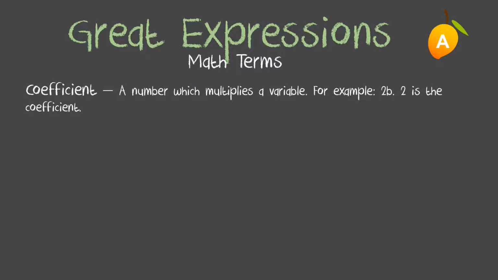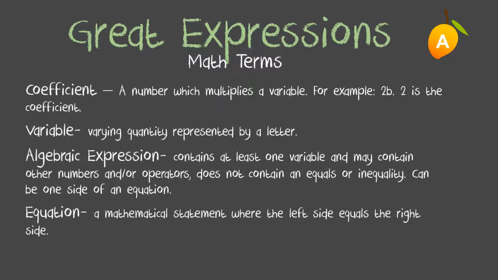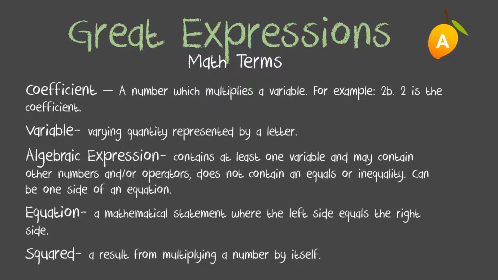Great Expressions has some math terms to help with understanding, and those are: coefficient, a number which multiplies a variable. For example, in 2b, 2 is the coefficient. Variable, varying quantities represented by a letter. Algebraic expression contains at least one variable and may contain other numbers and or operations, does not contain an equal or inequality sign, and can be one side of an equation. An equation is a mathematical statement where the left side equals the right side. And squared is a result from multiplying a number by itself.